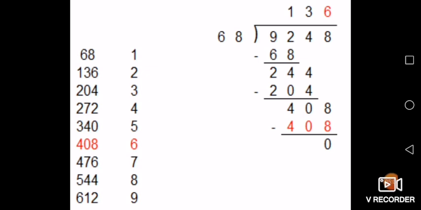136. So let us revise once again all the terms. What is the dividend? Yes, the dividend is 9248. What is the divisor? 68. What is the quotient? 136. Then what is the remainder here? 0. Okay. I hope all the terms are clear to you all.